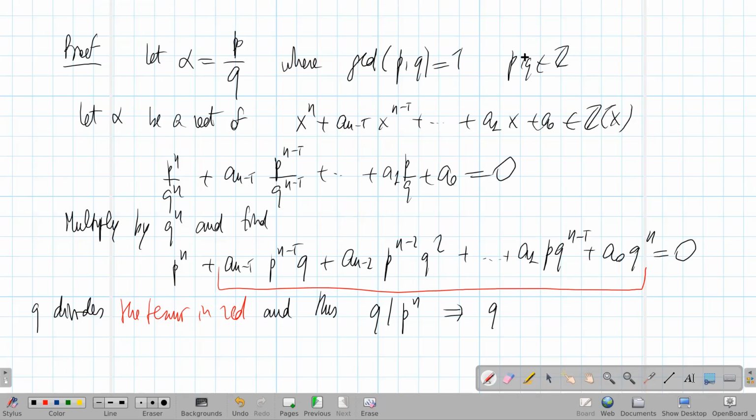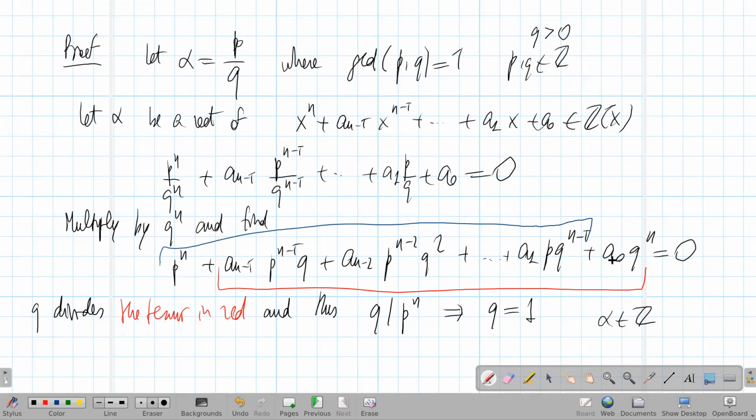Okay, let's do it like this. I mean, we have a fraction, and we can always assume that q is greater than 0, okay? Because if there is a sign, you can discharge it on p, so q is 1. Okay, so this means that alpha is in the integers. And then there is another fact that I'm not writing down. If you now look at this, q has become 1, so q is not here anymore. You find that p divides all the terms in blue.